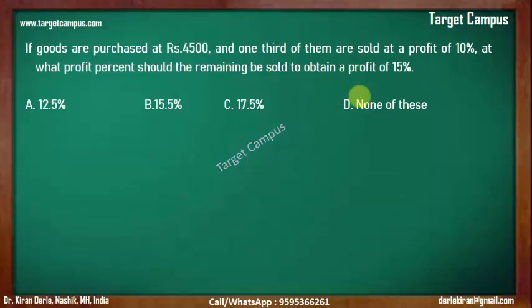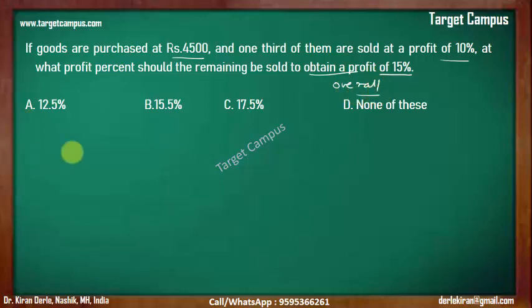Let's move forward. If goods are purchased at rupees 4,500 and one third of them are sold at a profit of 10%, at what profit percent should the remaining be sold to obtain a profit of 15%? Let's see. To obtain an overall profit. What they mean is to obtain an overall profit of 15%.